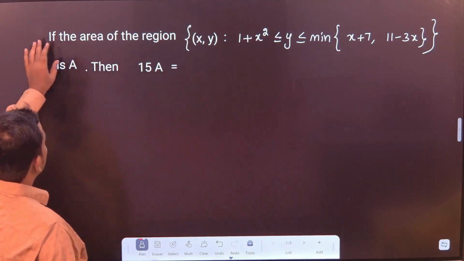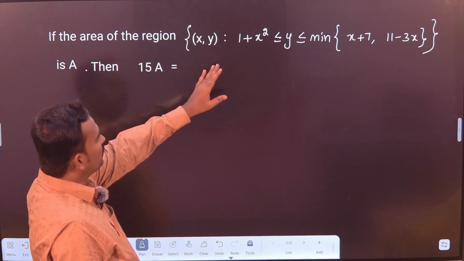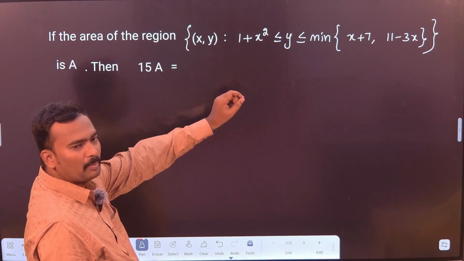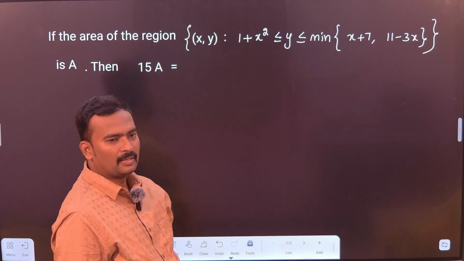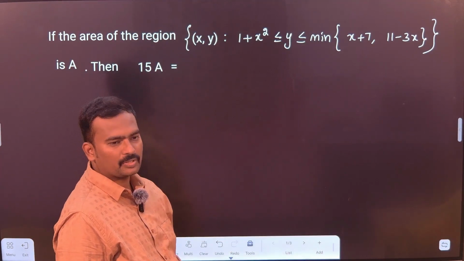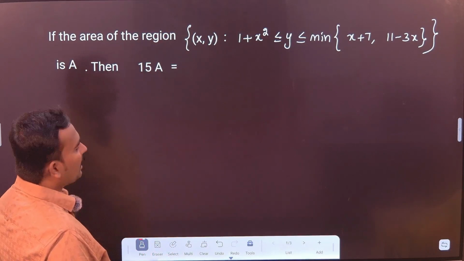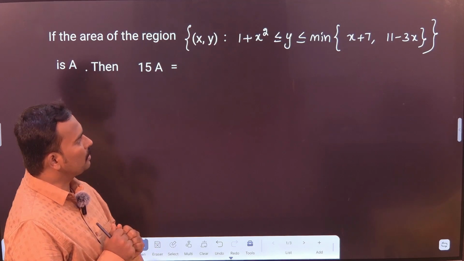The first question, you can see: if the area of the region {(x, y) such that 1 + x² ≤ y ≤ min(x + 7, 11 − 3x)}. This is a 2025 question, okay. Is A, then 15 times A is what? Then how to solve this question?